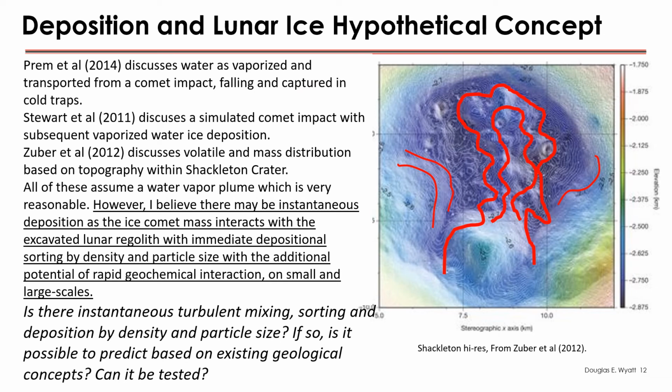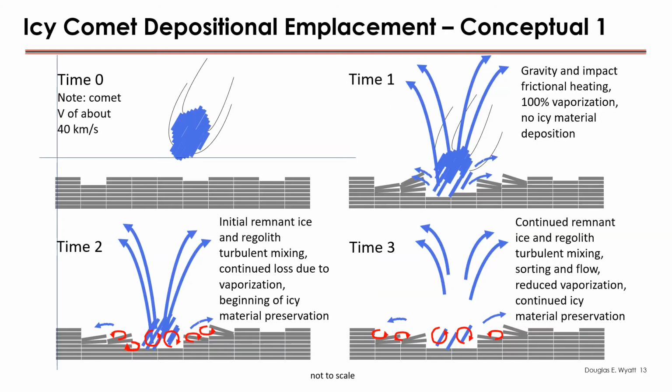Can this concept be tested? Is it possible to predict based on existing geological concepts? I believe so. Okay, and here's my initial concept. And I apologize to all my friends that do very advanced four-dimensional modeling. This is very simple, but it shows my ideas. You have an impact, the impact and the comet break up. You start to break up the regolith. Most of the water in the comet's volatilized away. But at some point in that process, some of that remnant ice starts to interact with that disturbed regolith. And it becomes very turbulent, instantaneously turbulent, and massively turbulent.